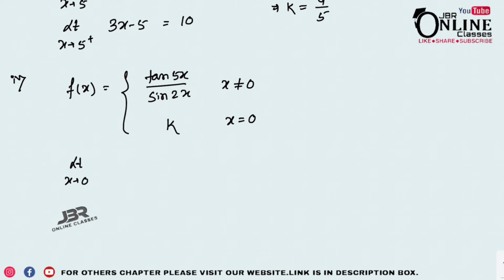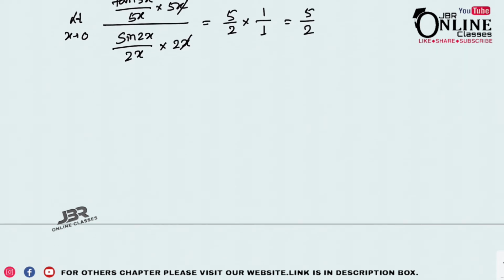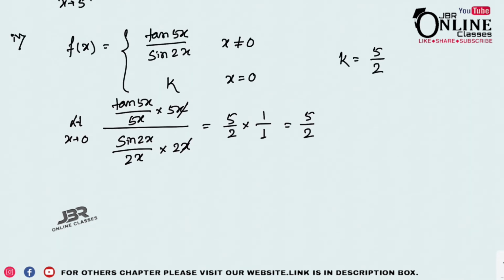So again it's the same. Here tan 5x by 5x, to adjust this multiply with 5x, and this one sine 2x by 2x into 2x. So x cancels out, this is equal to 5 by 2, and the upper one, limit x tends to 0 of tan 5x by 5x, is equal to 1, the lower one also 1. So 5 by 2, and as f is continuous, k is equal to 5 by 2. Okay, the easy one.